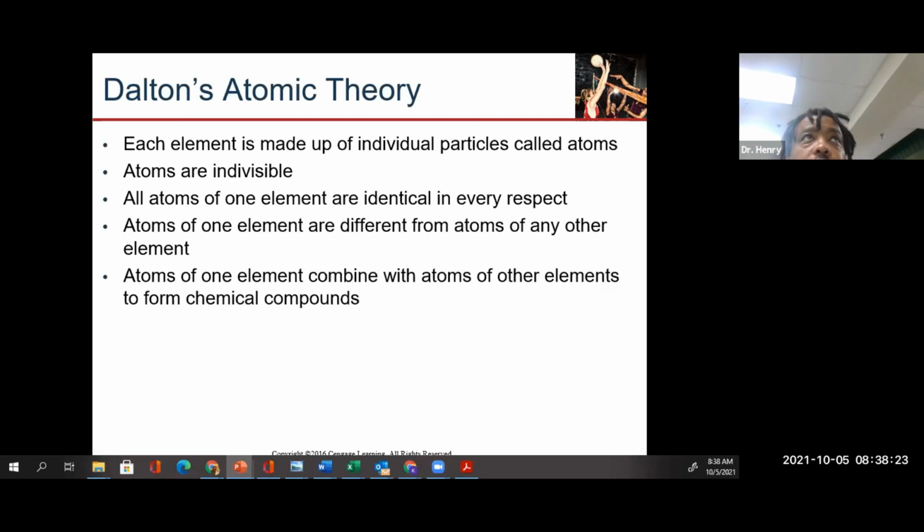So the first theory was each atom is made up of individual particles called atoms. The second one was atoms are indivisible. Then he said that atoms of one element are identical in every respect. And then he says atoms of one element are different from atoms of another element. And then he said that atoms of one element combined with atoms of another element can form a chemical compound that has small ratios that would be exactly the same.